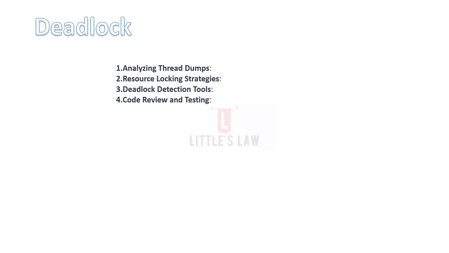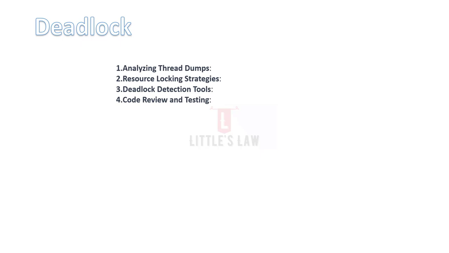The next thing is resource locking strategies, where we have to review and optimize the way resources are locked and released. We have to ensure a consistent locking order, which can help prevent deadlocks. The third way to detect and resolve deadlocks involves deadlock detection tools. Some performance monitoring and profiling tools include features for automatically detecting and reporting deadlocks, and these tools can be valuable in identifying and resolving deadlocks in real time.